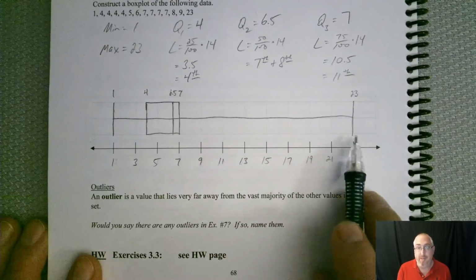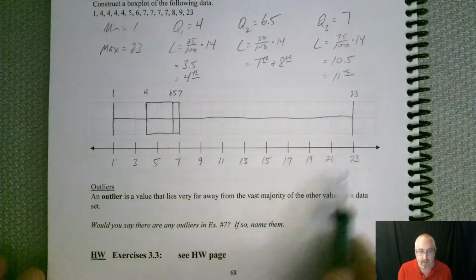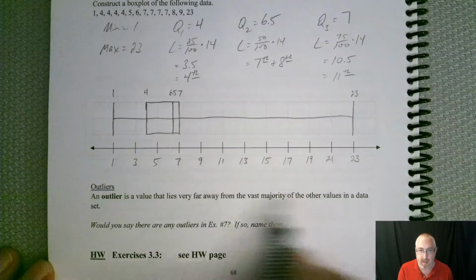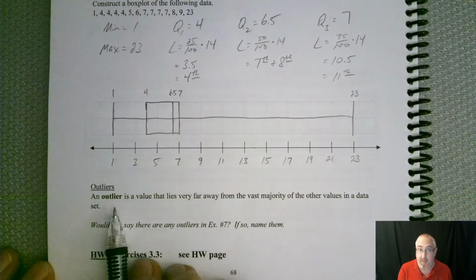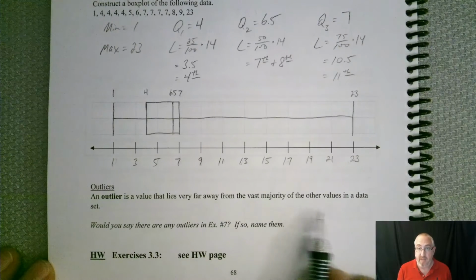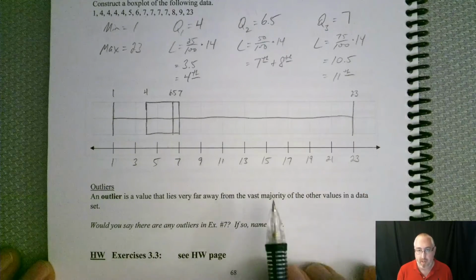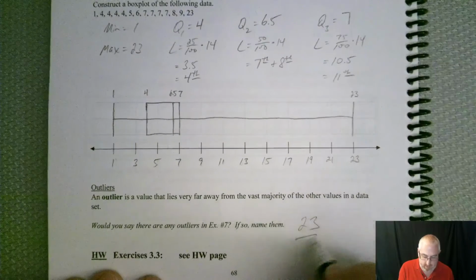Now we can really see that 23 is an outlier. It's way up there. And again, just to kind of jump into the last part, it's talking about outliers. We know that those are values that are very far away from the vast majority of the other values in the data set. So 23 is more than likely an outlier.